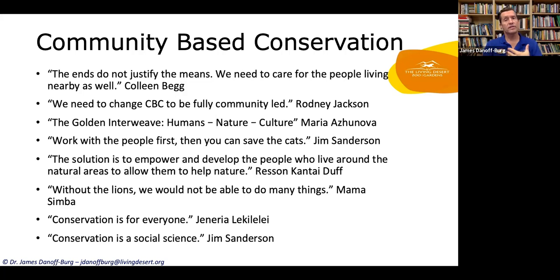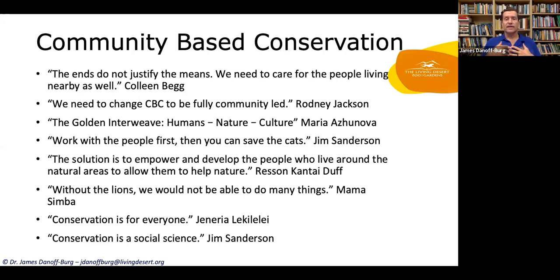We need to be able to make certain that the people that live near, around, or maybe in those protected areas can benefit from those protected areas in a way that is sustainable and good for the environment, right? I love the quote from Resen Kantai Duf as well. The solution is to empower and develop the people who live around the natural areas to allow them to help nature. That's really the thing, right?